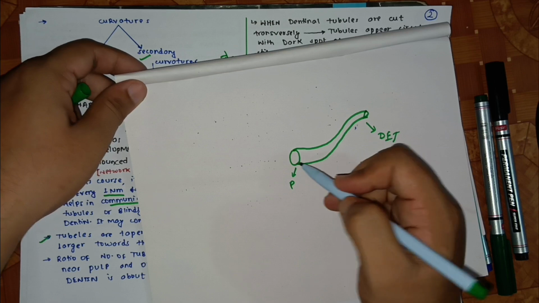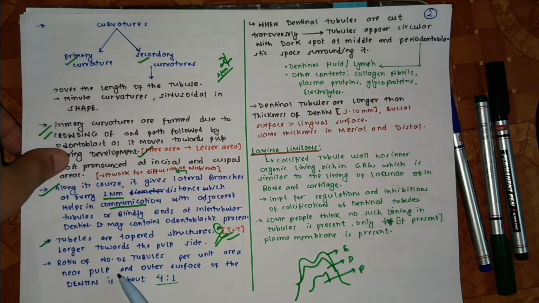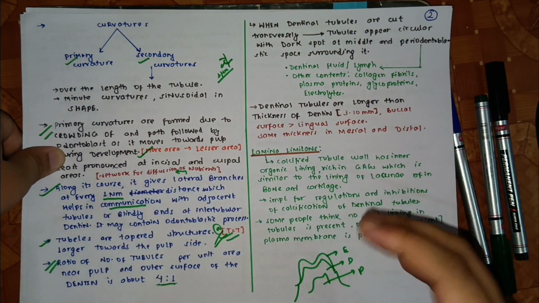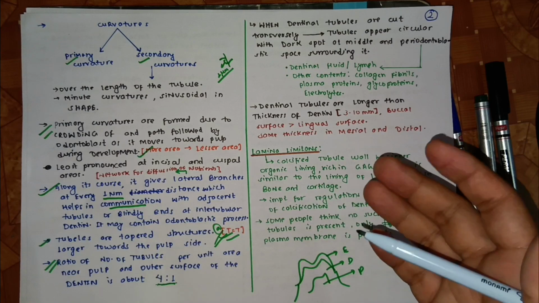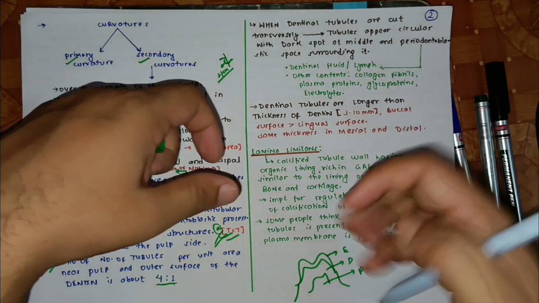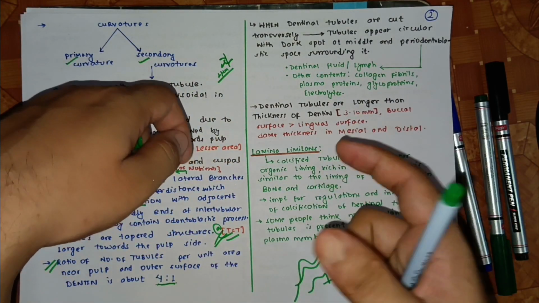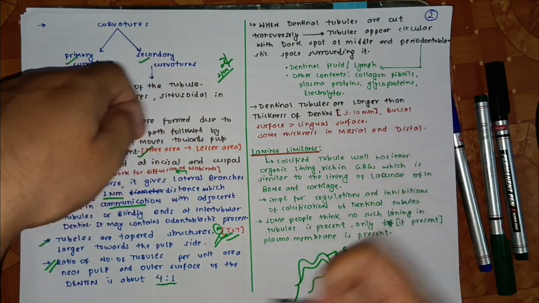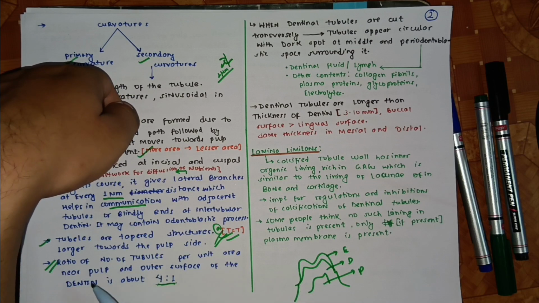After that, the ratio of the number of tubules per unit area near the pulp and the outer surface of the dentin is 4:1, so you should remember this. This also relates to the clinicals: when you move towards the pulpal side, the sensitivity increases, because the number of tubules per unit area increases near the pulp, but it is less at the enamel side. So the outer surface of dentin it is just 1 and near the pulp it is 4, the ratio is 4:1, so you should relate this with the clinicals.